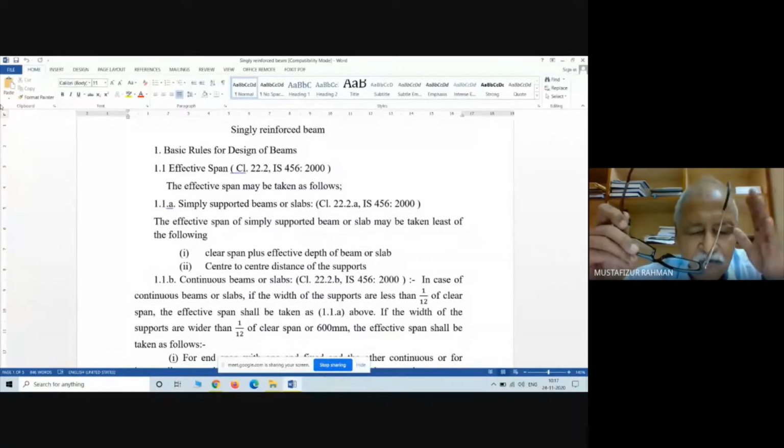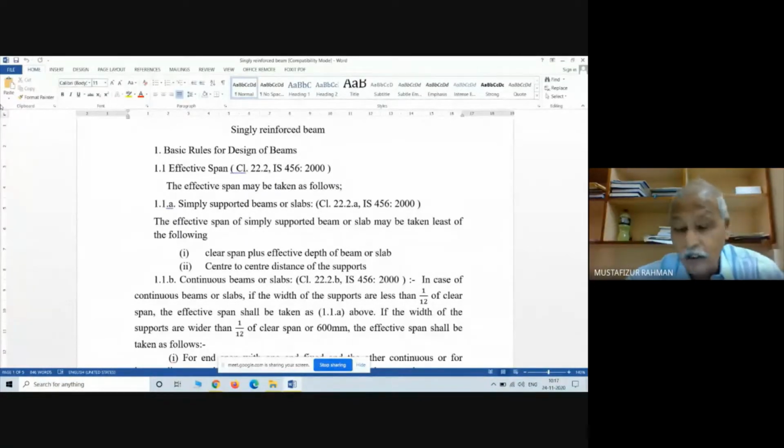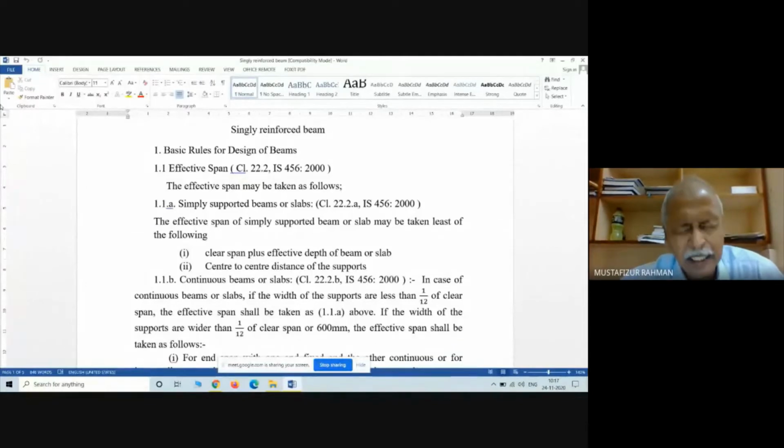In a single reinforced section, if the cross section and amount of steel is given, we will try to find out the moment of resistance. Then if moment of resistance is given, section is given, we try to find out the amount of steel required. Similarly, for double reinforcement, if factored moment is given, cross section is given, then we try to find out the area of steel with respect to tension and with respect to compression.